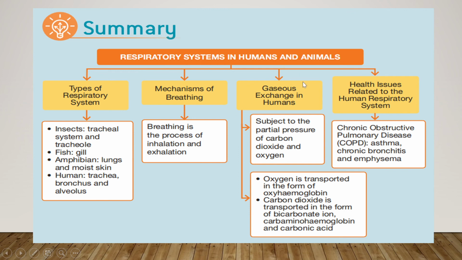Next is gaseous exchange and also transportation. So it is subject to the partial pressure difference. The partial pressure of what? The partial pressure of carbon dioxide gas and also the partial pressure of oxygen gas. Also we talked about the mode of transport. Oxygen is transported in the form of oxyhemoglobin. Carbon dioxide is transported in three ways, namely in the form of bicarbonate ion, which is about 70%, carbaminohemoglobin 23%, and carbonic acid, just a small percentage of it, about 7%.